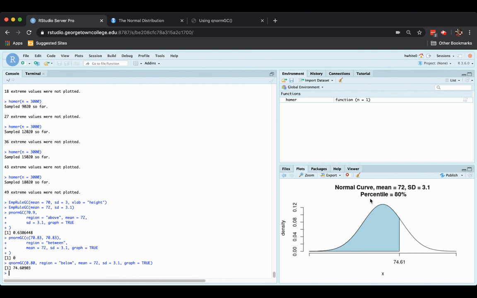The title is saying that we're looking at a normal curve with mean of 72 and standard deviation of 3.1, and that we're asking for the 80th percentile. The answer is down here. It's this number, 74.61. If you want to be taller than exactly 80% of all the guys, you need to be 74.61 inches. That's the 80th percentile.